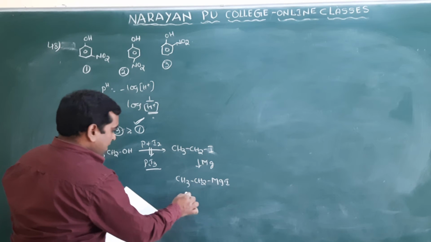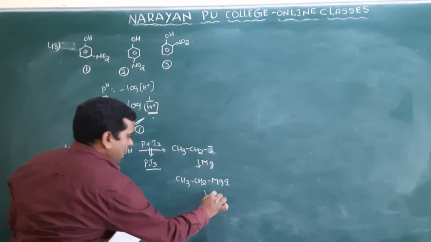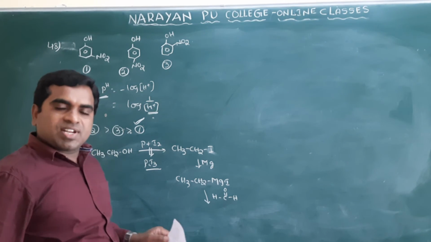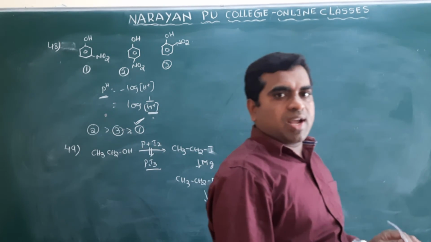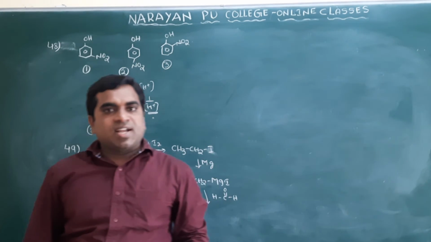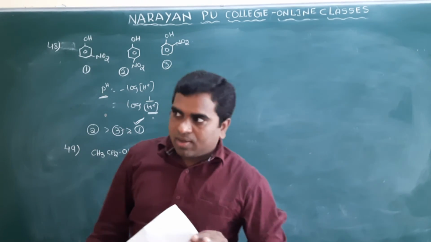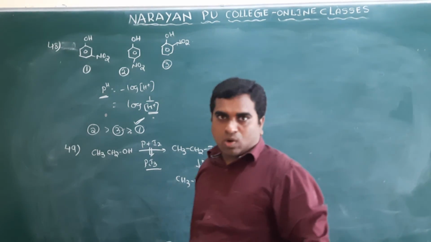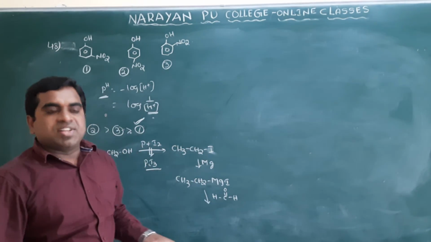Then after that, this is treated with formaldehyde. I already mentioned that when a Grignard reagent reacts with formaldehyde, you will get a primary alcohol. When a Grignard reagent reacts with an aldehyde other than formaldehyde, you will get a secondary alcohol. Ketones give the tertiary alcohol.